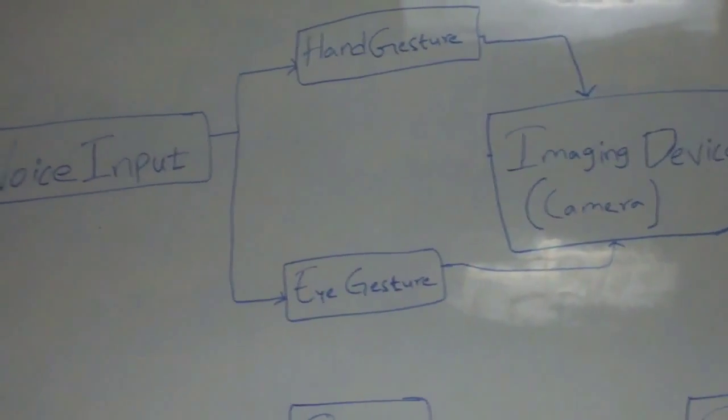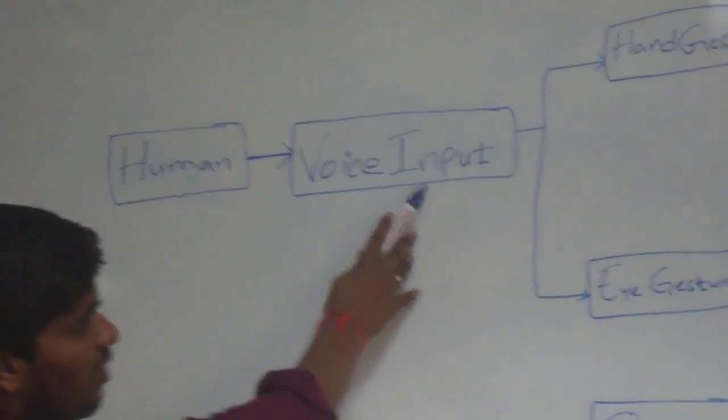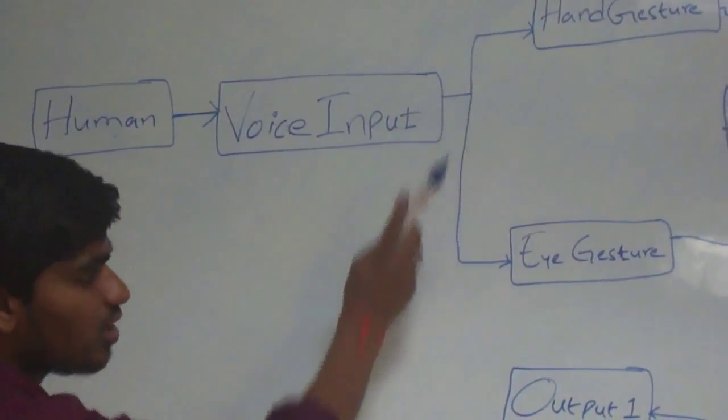And coming to the eye gesture code, again the human is asked for a voice input whether he needs hand gestures or eye gestures.